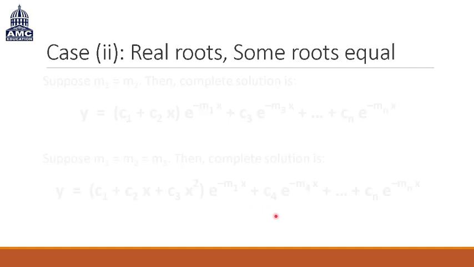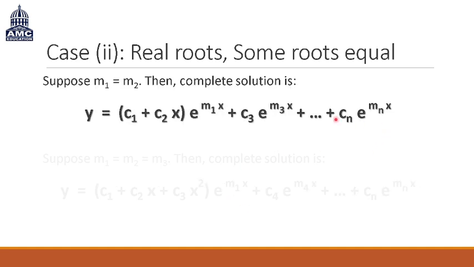The second case is that the roots are real and some roots are equal. So let's imagine that out of m1 to mn, m1 and m2 are equal. Then the complete solution is given as follows. Everything else is the same as the previous case, but when m1 is equal to m2, we write the coefficient of e to the power m1x, which could be m2x as well since both are equal, as c1 plus c2x. So it is c1 plus c2x times e to the power m1x.